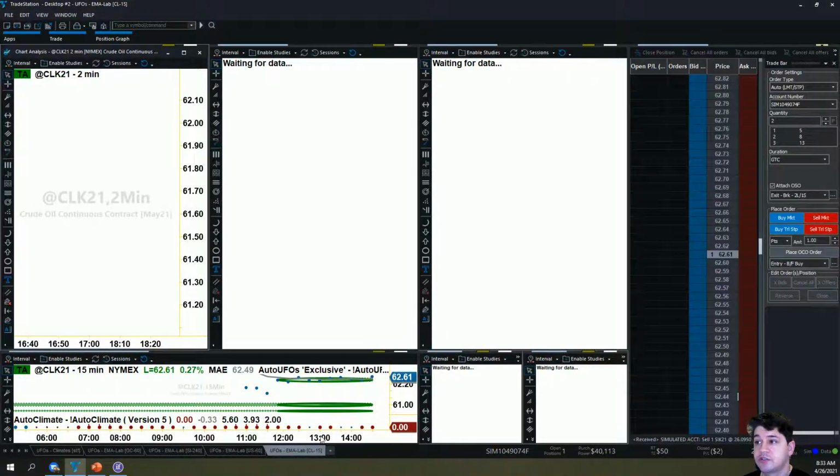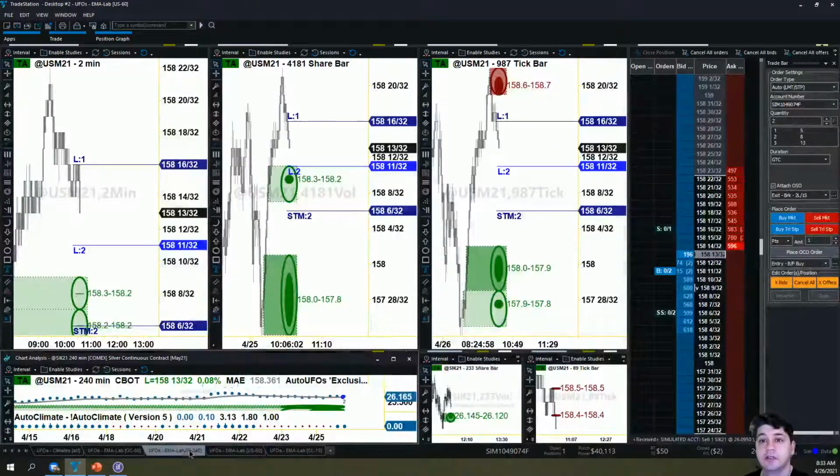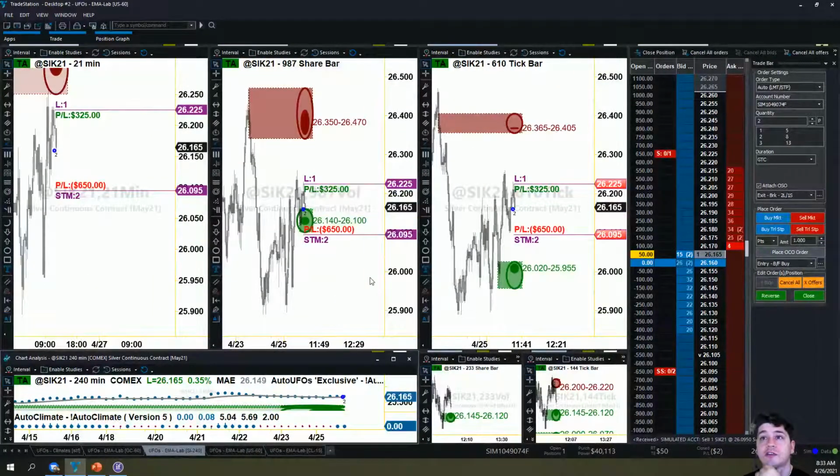Okay, we just got into something. Something just filled. Not the 30. Oh, looks like silver just filled. Okay, good. Good, good, good. There we go. We're in a trade.